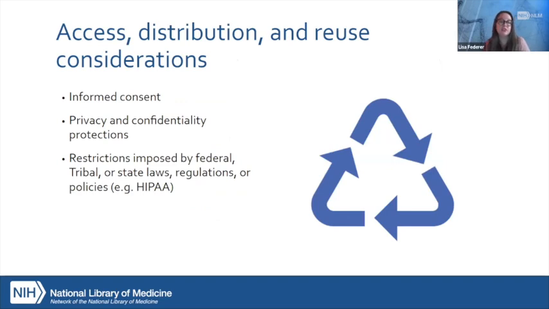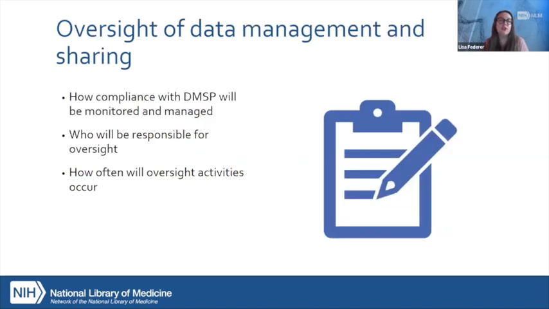Next is access, distribution, and reuse considerations. So things like addressing how informed consent will be obtained to allow for sharing and what privacy and confidentiality protections are in place. For example, it might be necessary to place data in a controlled access repository rather than an open repository that anyone can get to. And then finally, oversight of data management and sharing, which is essentially who will be responsible for carrying out oversight to ensure that compliance with the plan happens.